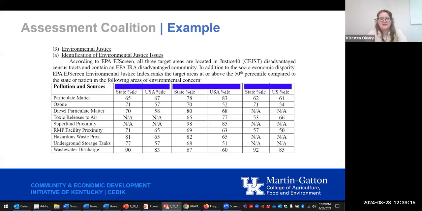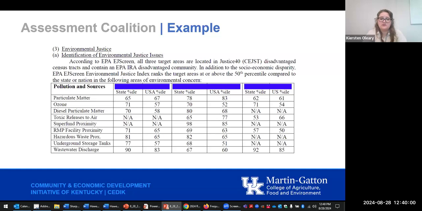As Tyler pointed out, doing that comparison, sometimes with a chart, you don't always have the adequate amount of space, but I think in this case it really tells the story, and it's a good use of space for how they define this. According to EPA EJScreen, all 3 of the target areas they're identifying in their application are located in disadvantaged census tracts on the Justice40 climate and economic justice tool, and contain EPA IRA disadvantaged communities. So right off the bat, yes, that checks this box. You can potentially get full points for this section.